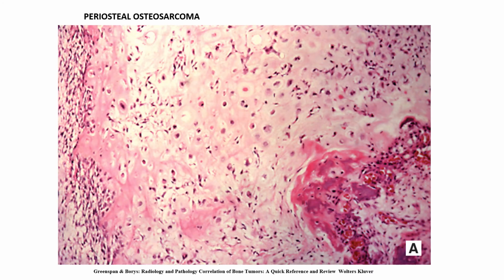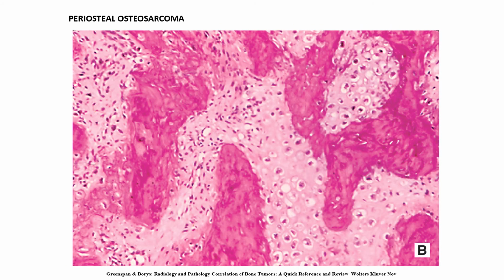This histopathologic H&E section shows predominant cartilaginous component in periosteal osteosarcoma. In most cases, periosteal osteosarcoma presents as chondroblastic osteosarcoma. This histopathologic slide shows two components: a higher grade cartilaginous component and an osteosarcoma component, mostly osteoblastic type.